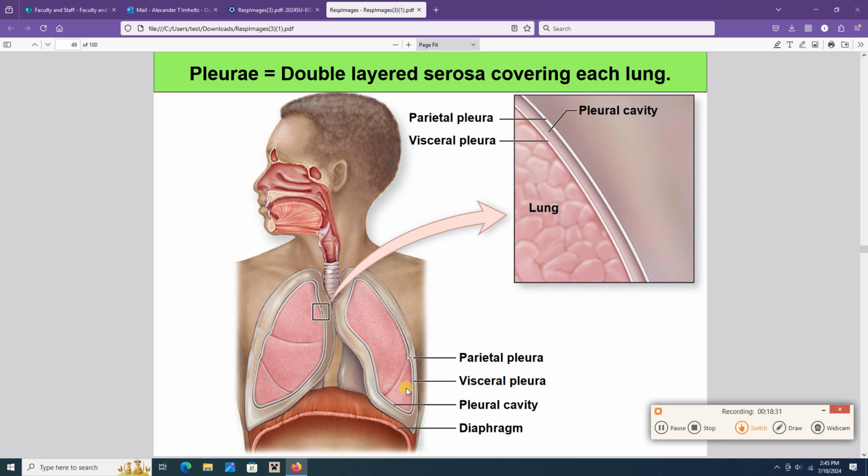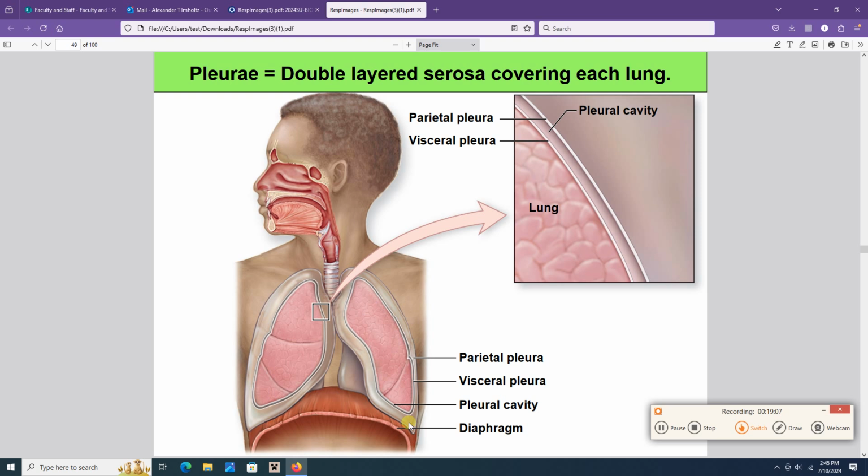All right, so we're now zooming out to talk about one more anatomical feature of the lungs, and that is the double-layered serosa, the double-layered membrane covering each lung. Each lung has a pair of membranes around it. There is an outer one called the parietal pleura and an inner one called the visceral pleura. The visceral pleura is on the lung itself. The parietal pleura will be on the inside of your rib cage, on the top of your diaphragm, that sort of thing.